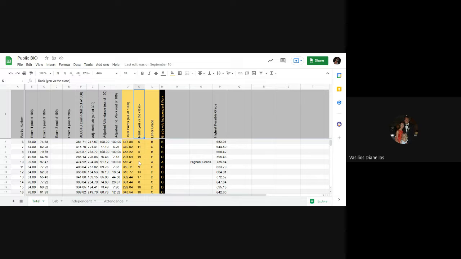This is not very important, but in case you're interested, this lets you know where you stand regarding the rest of your classmates. So this person, obviously, shows the highest grade. Their rank is number one. This person is ranked number 10. You can have all that information.